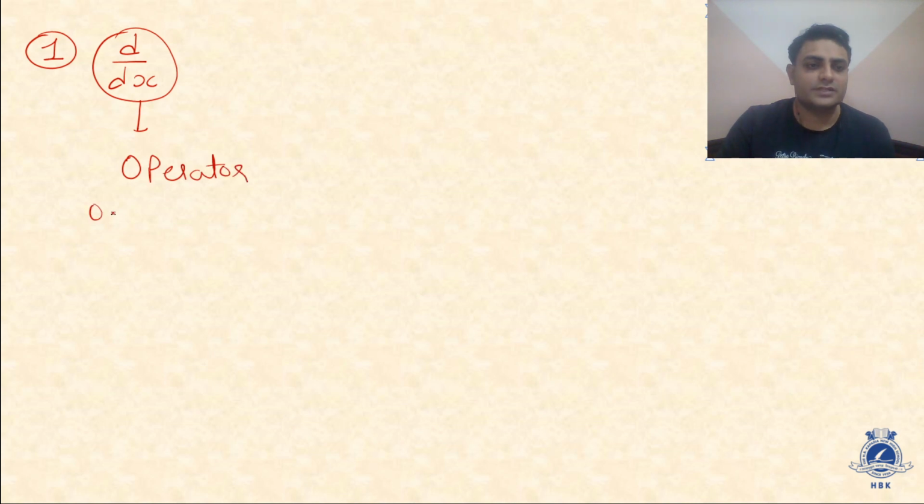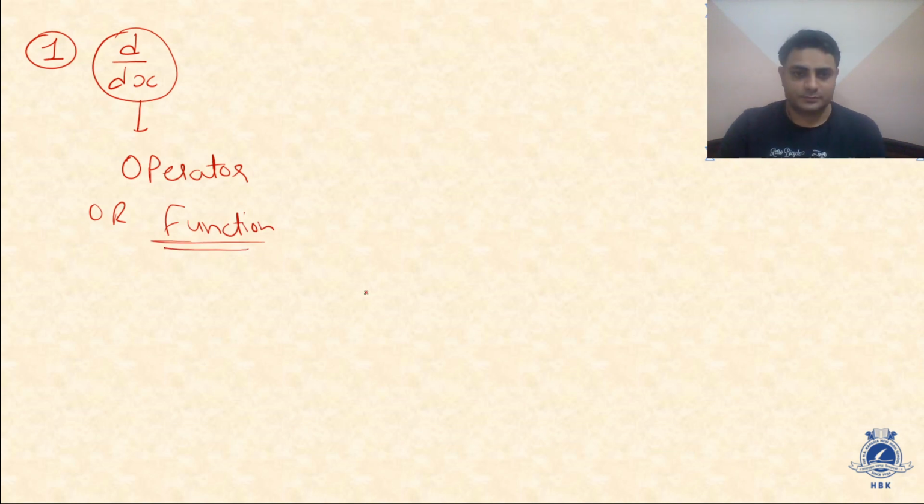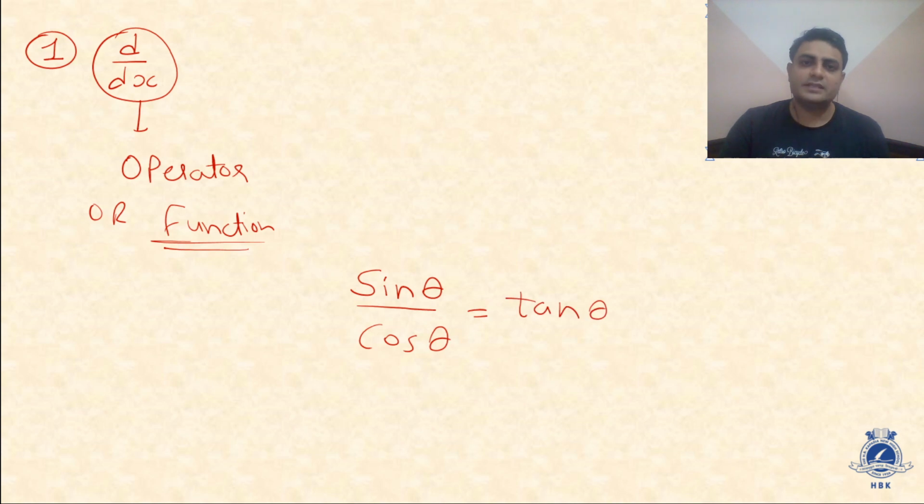The formula number 1 is d by dx. Now let me tell you what is d by dx. It is actually an operator, or it is a function. Now what is the function? Let us take an example. Sin theta by cos theta is equal to, you know, it's tan theta. Yes, it's very easy. Sin theta by cos theta is equal to tan theta.